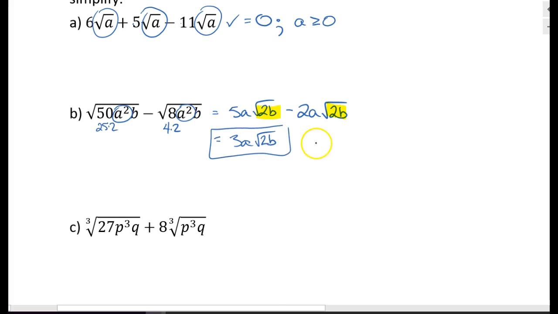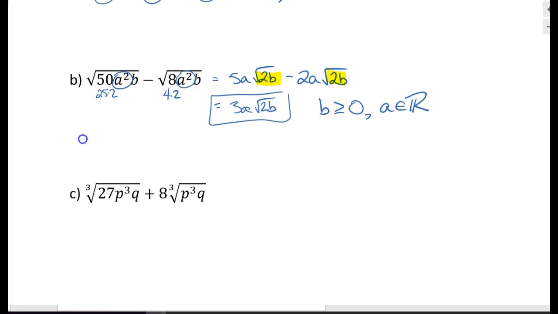In this case, we would say that b has to be greater than or equal to 0. But a could be an element of the real numbers because it's squared, which means it's always going to be positive.